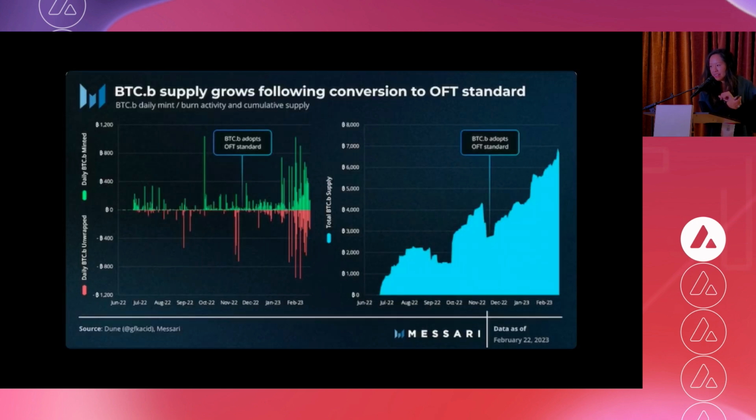You can see right here, after the conversion, supply growth doubled. And just walking around the conference, I've run into so many protocols that have said, we're now adding support for BTCB and pools of it because it's so highly requested and is incredibly easy to use. And again, if you're launching a token and it's not canonical or native on multiple networks, it will be wrapped.